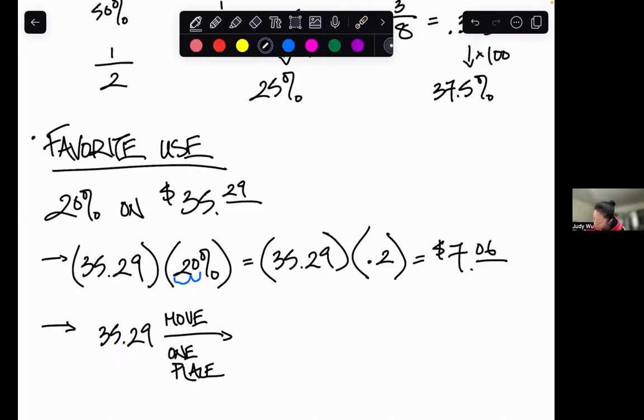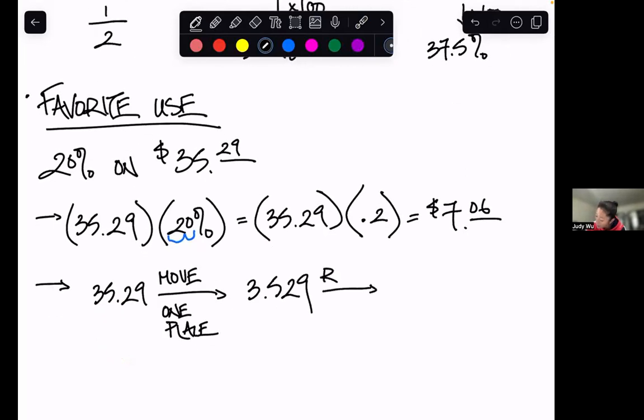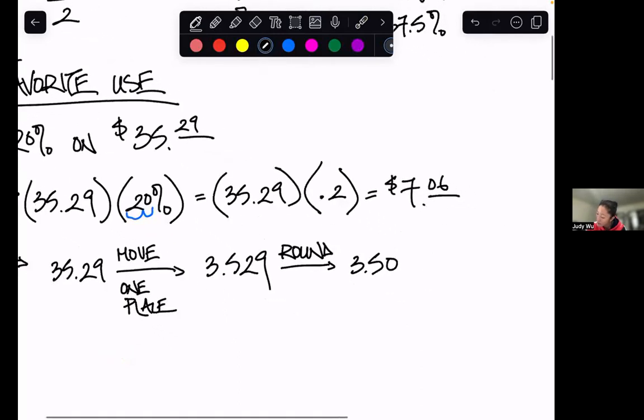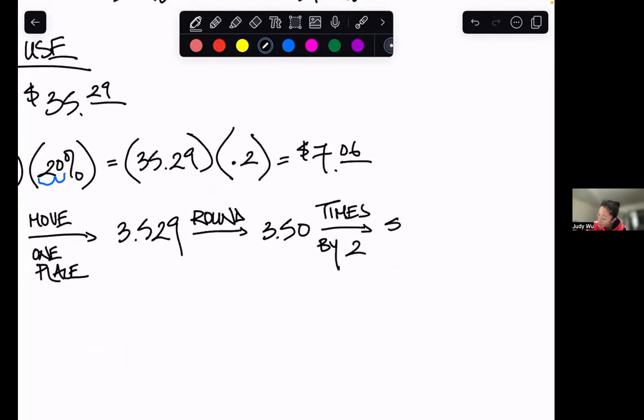Okay, so that would be 3.529. Now that's kind of a gross number. If I'm doing this in my head, I really want to round this to a nice number. And so I'm going to round it to 3.50. 50 is kind of close to 529. And then I'm going to times it by 2. So 3.5 times 2 gives me about $7.